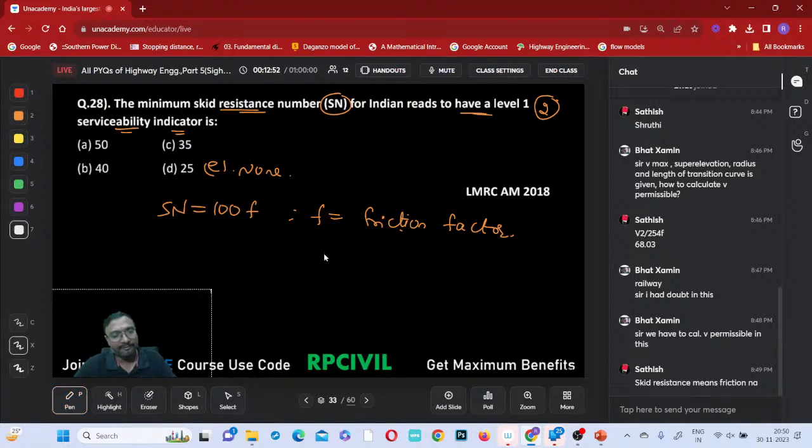What do you have? F is your friction factor, or you can also call it the coefficient of friction. Why are you calling it the friction factor? Tell me. Why is it called the friction factor? Because coefficient of friction equals how much? Frictional force will be equal to the coefficient of friction into the normal reaction. Na? That coefficient of friction equals the frictional force divided by the normal reaction, right? So you can call it which one?